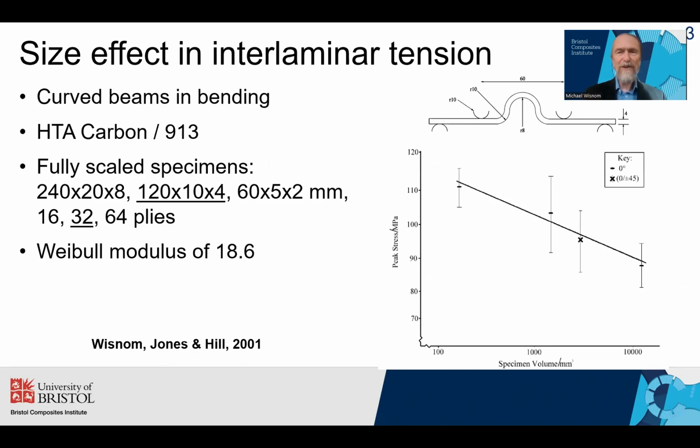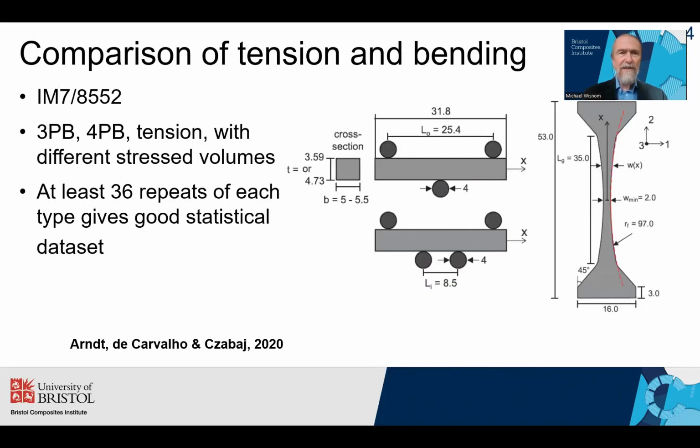We tested what we call humpback bridge specimens, these curved beams in bending. When you have a curved beam in bending, it generates interlaminar tensile stresses. And we scaled the specimens. So we had 3 sizes of specimens, which were fully scaled. All the dimensions were scaled. And these were carbon epoxy. As you see on the right, we see a steady drop in the interlaminar tensile strength with increased volume of the material. This corresponds to a Weibull modulus of about 19.